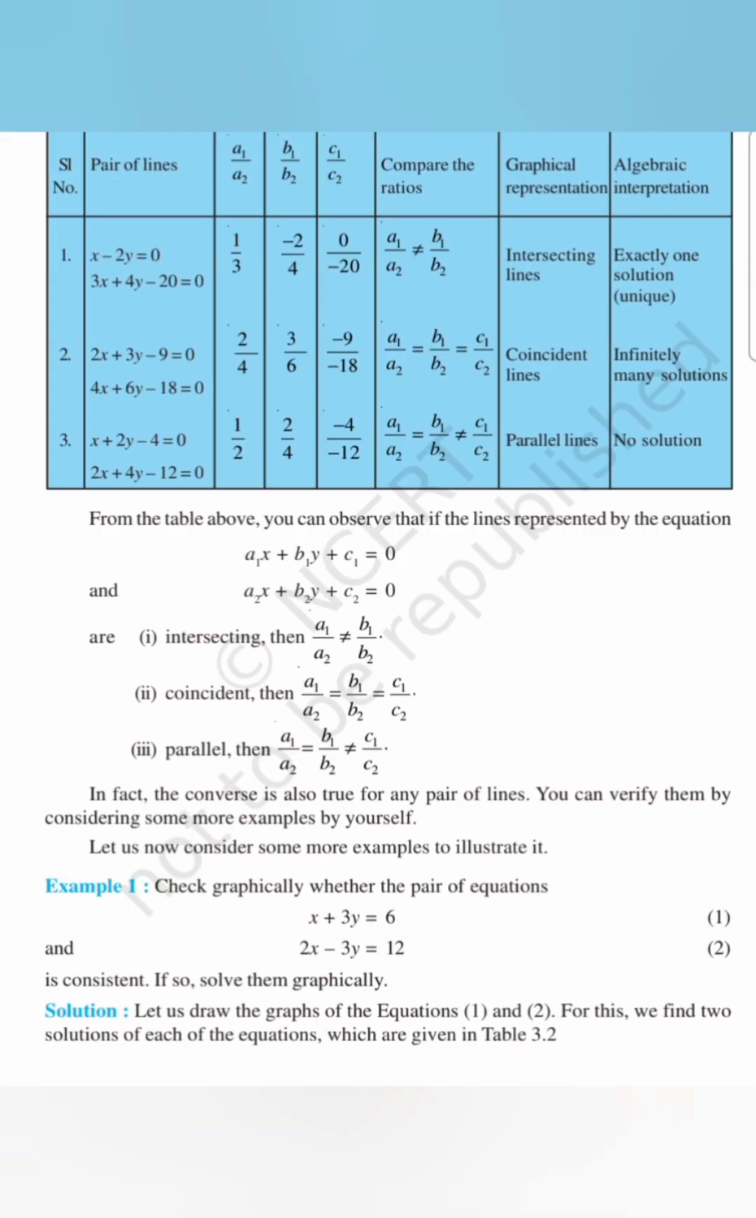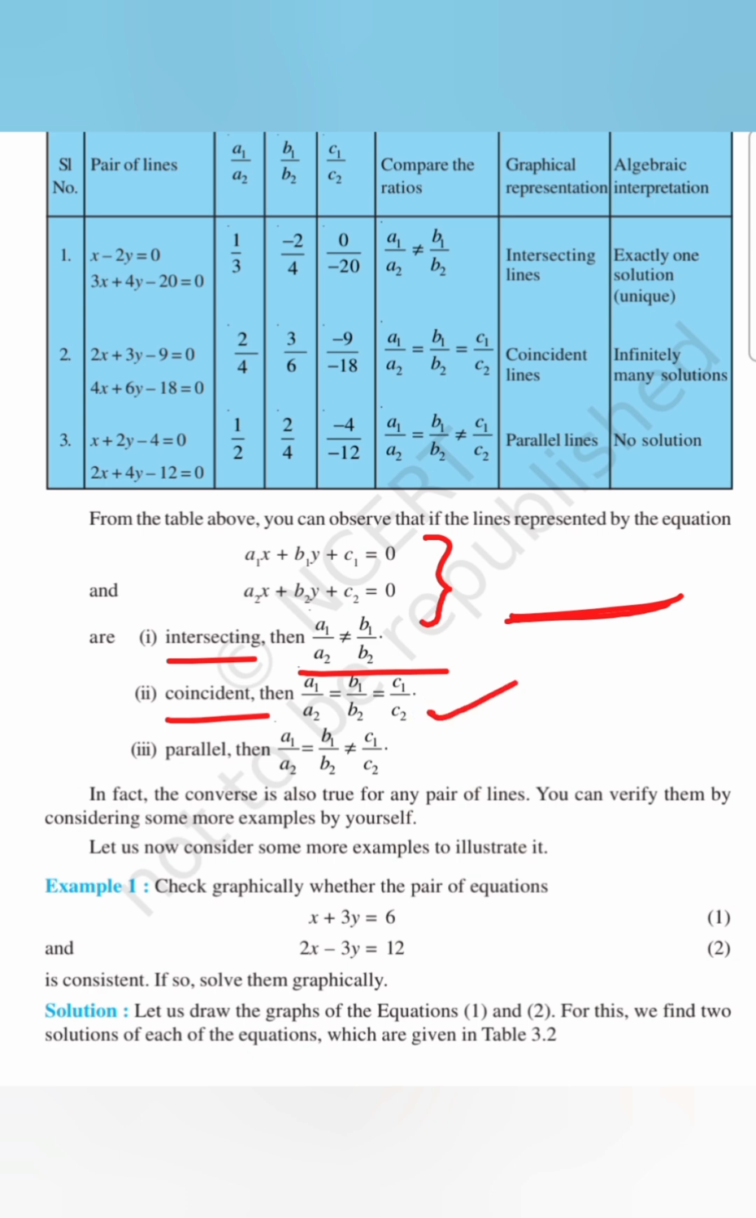Now see in the next page, you have two general equations: a1x plus b1y plus c1 is equal to 0 and a2x plus b2y plus c2 is equal to 0. When you draw a graph for these two lines, and if those lines are intersecting, you can say a1 by a2 is not equal to b1 by b2. If they are coincident, if those lines lie on each other, you can say this condition is satisfied.